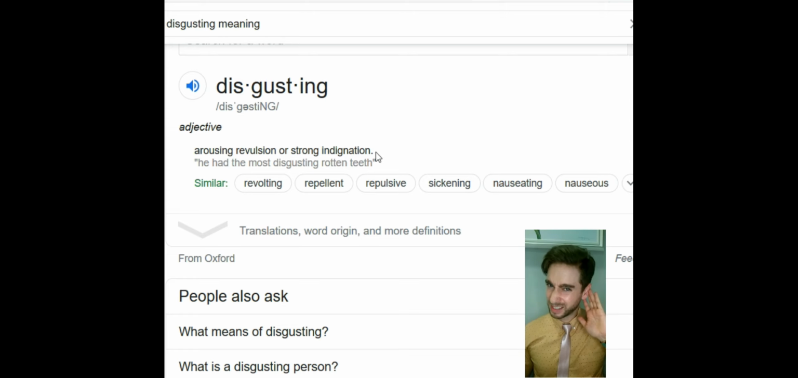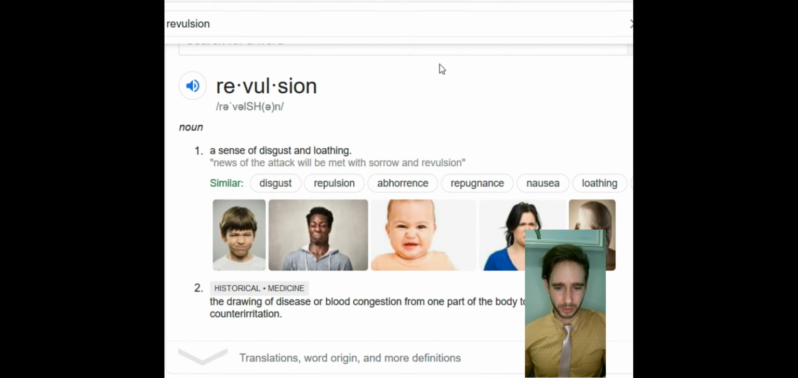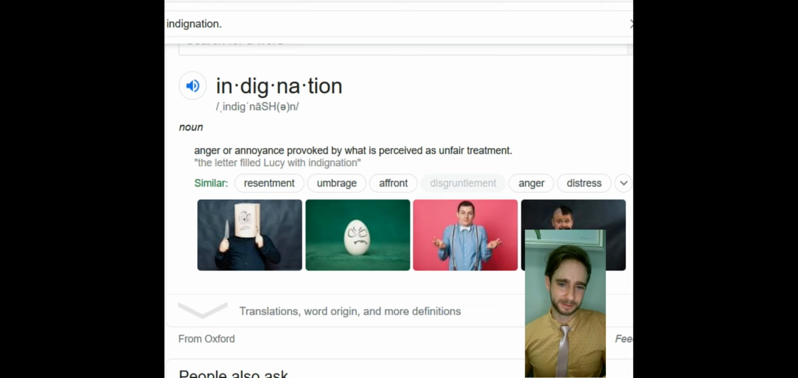So what's that? I heard you say you're not too sure what revulsion or indignation means. Don't worry about it, that's totally okay. We're going to look at that as well. Let's begin with the word revulsion. Revulsion is a sense of disgust or loathing. Someone experiencing disgust, ew, not very nice, is experiencing emotions of revulsion.